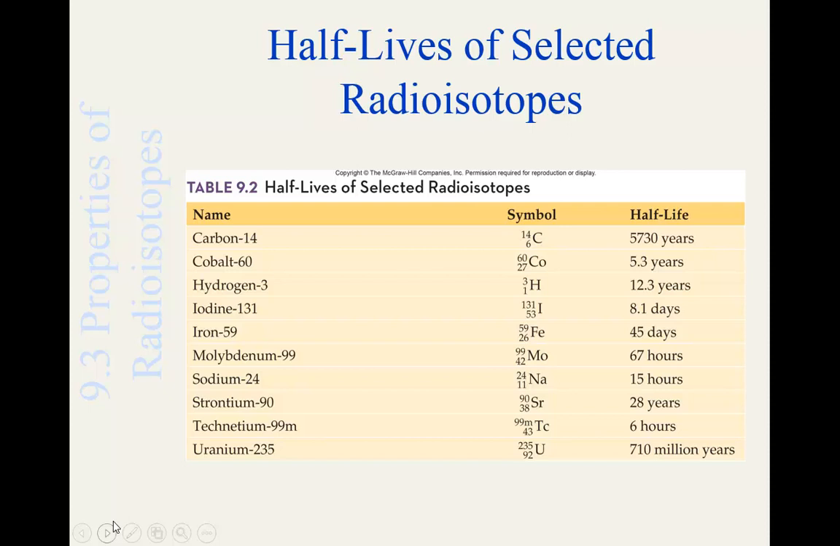Iron-59, molybdenum-99, sodium-24, strontium, technetium. You see technetium, which is used in the lab for positron emission tomography, with a 6-hour half-life. So with positron emission, you may be in the hospital for some time, isolated, just to get down to an acceptable exposure of radioactivity. And then look at uranium-235, 710 million years for the half-life.